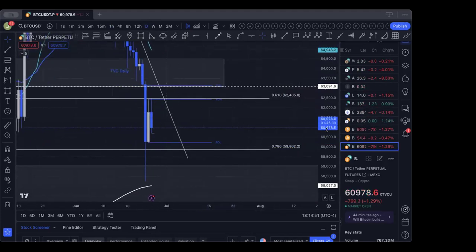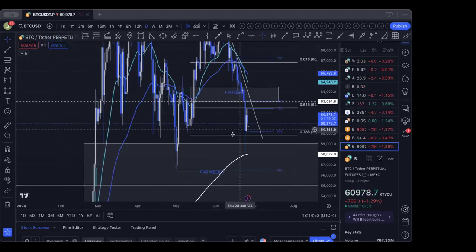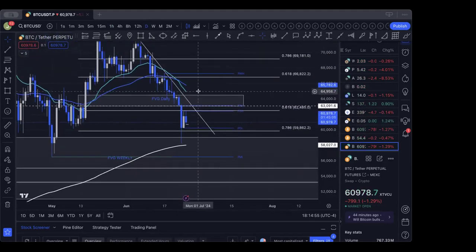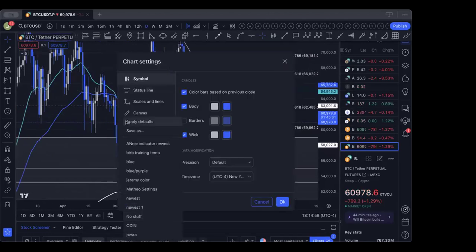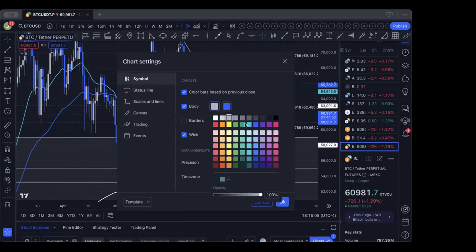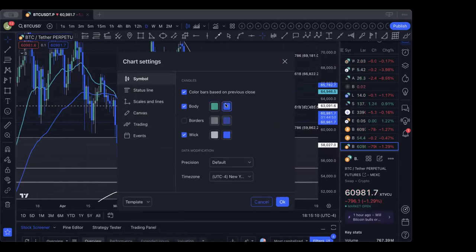Just for the sake of it, could you make the candles the right green and red just for me right now? Because I'm always getting confused with it. Sure, I can change it easily after. You go to the body and just change the colors. I'll just make them green and red. There we go, beauty.